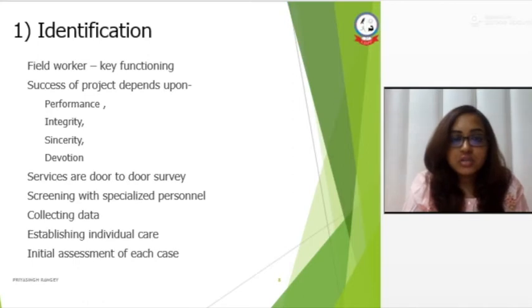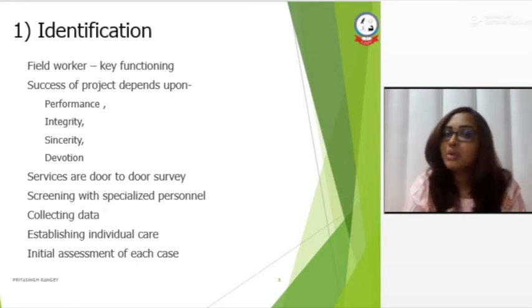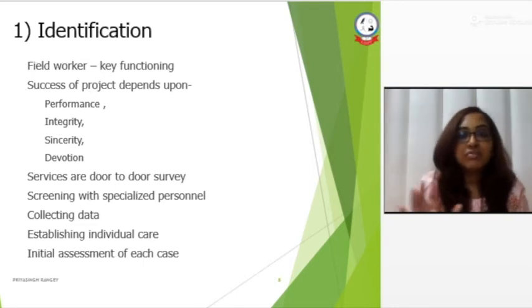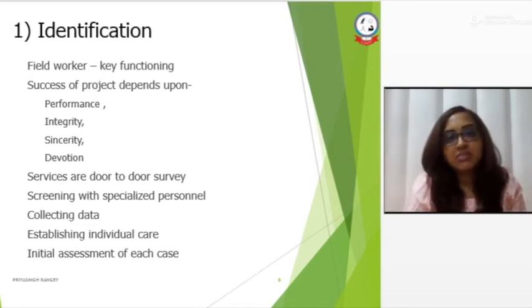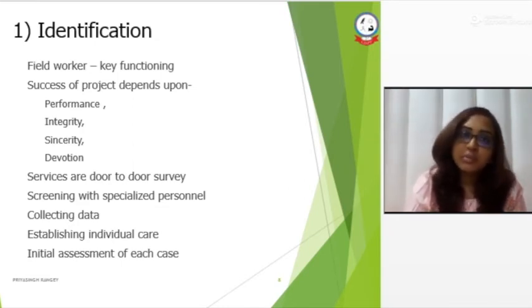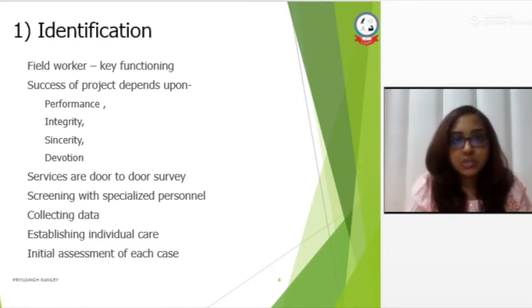In extension services, services are provided door to door by performing a survey. We screen with specialized personnel. We collect different kinds of data. We establish individual care. Since we are performing a door to door survey, we can individually assess the patients. We can individually treat the patients, and we can perform an initial assessment of each case. After this initial assessment is performed, we can perform a screening whether the patient requires further intervention or not. If the patient requires a further intervention, we can apply the intervention, or we can refer the patient to any other services. So that is identification.